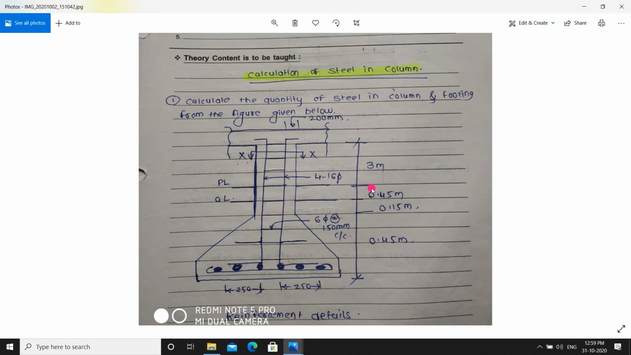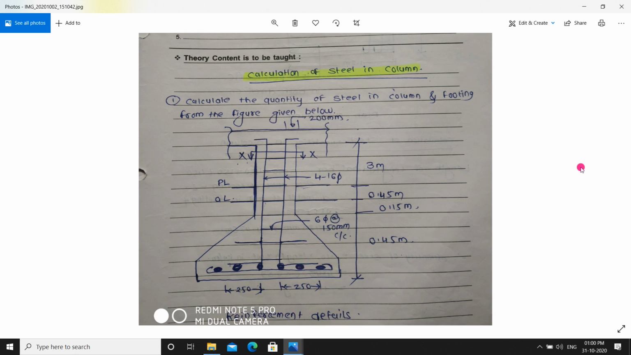They have given us 3 plus 0.45 plus 0.15 plus 0.45. Okay, and for that we have to just deduct this lower, that is 50 mm. Again we have to deduct two times the diameter of the bar which is provided for the footing, and in this way very easily we can find out the total length of the column bar or the main bar.